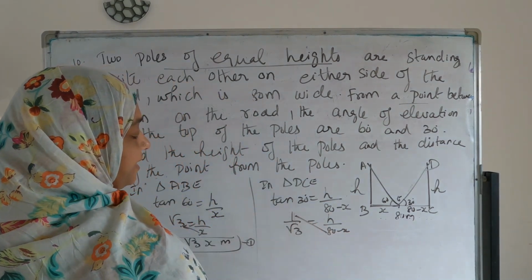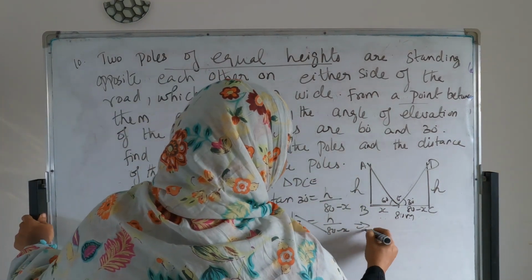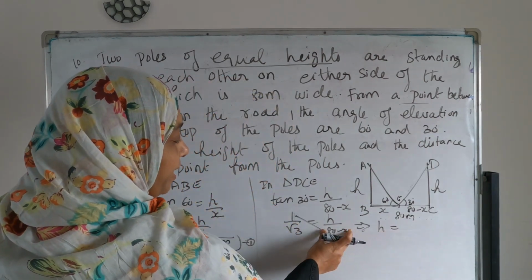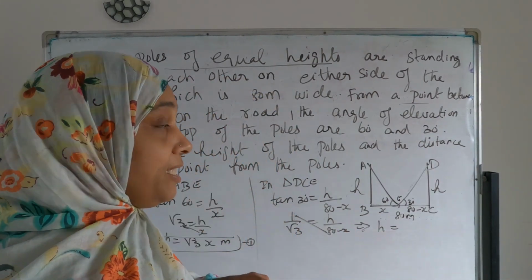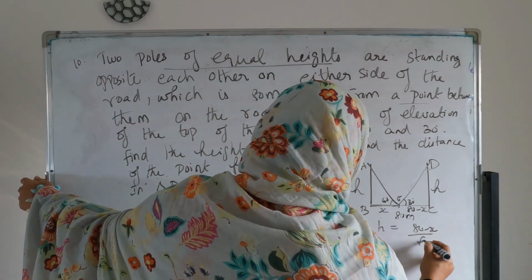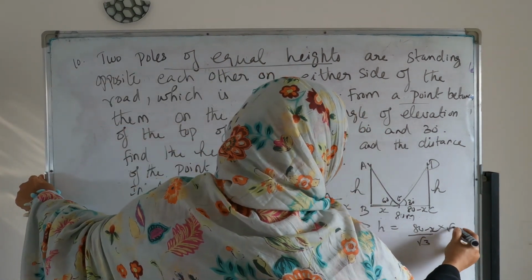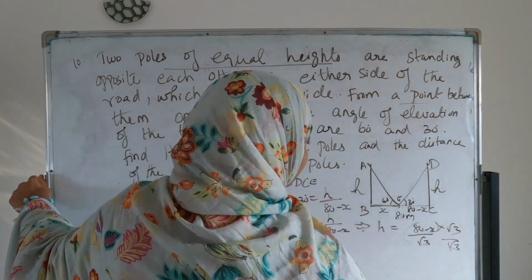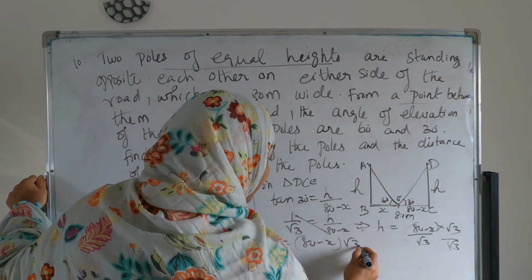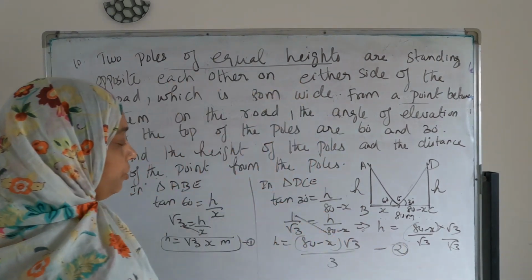Bring 80 minus x here. Because we already found h, the same h we will use here also. So we keep h on one side and bring 80 minus x to the opposite side. The denominator moving to the other side becomes the numerator. So h equals 80 minus x by root 3. Now root 3 is in the denominator, so rationalize, root 3 by root 3. So h is 80 minus x root 3 by root 3 into root 3, that is 3. Keep this as equation 2.